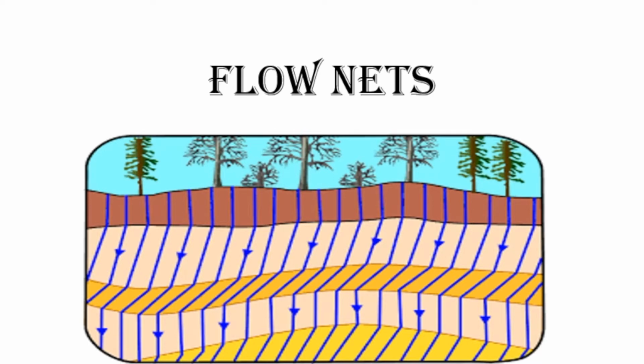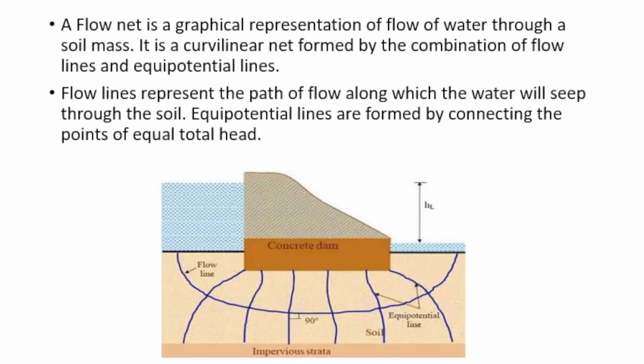Today we shall be dealing with flow nets. What are actually flow nets and what are the applications of it? So a flow net is nothing but a graphical representation of flow of water through a soil mass. It is a combination of flow lines and equipotential lines.